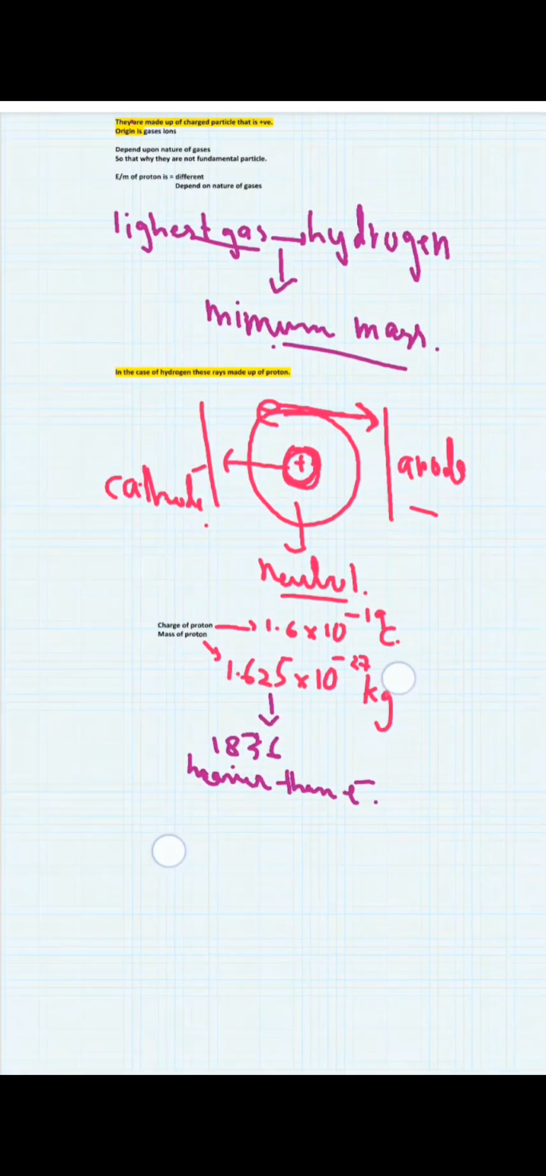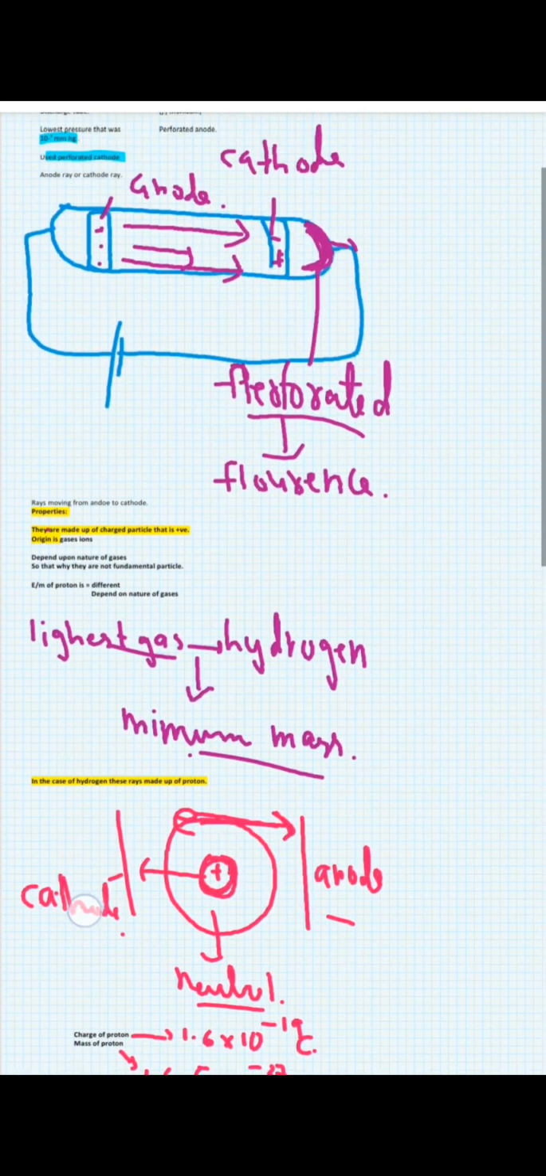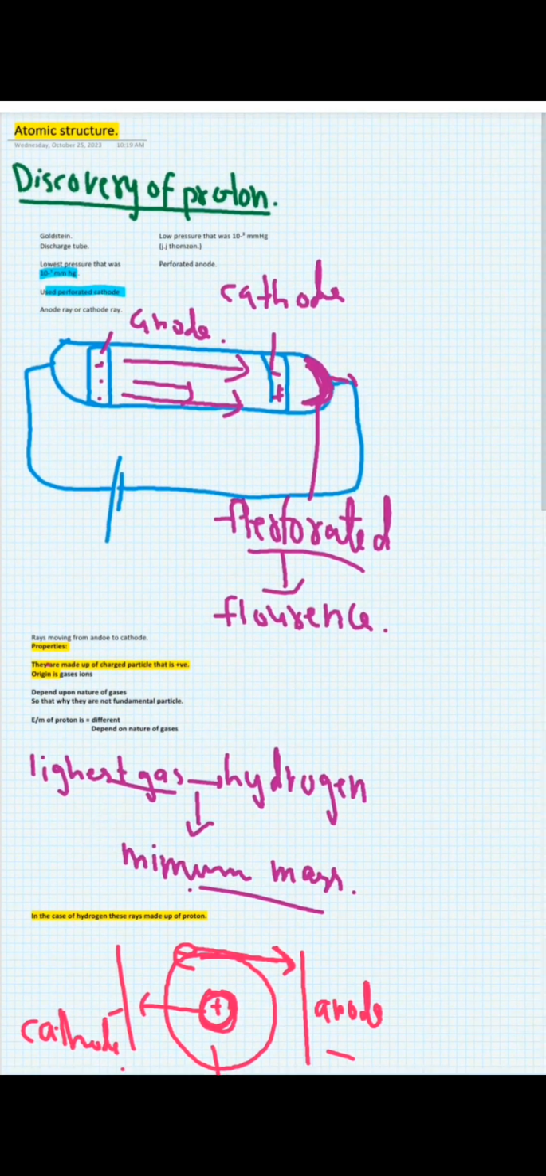So this was all about the discovery of proton. In the next video, we're gonna discuss J.J. Thomson, why he got the gold medal.